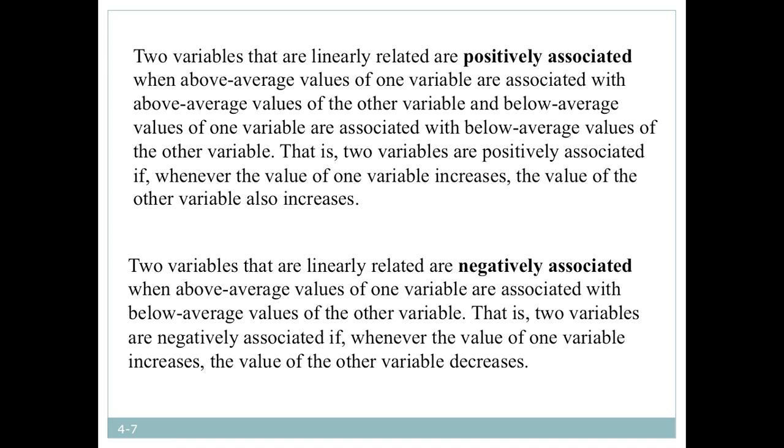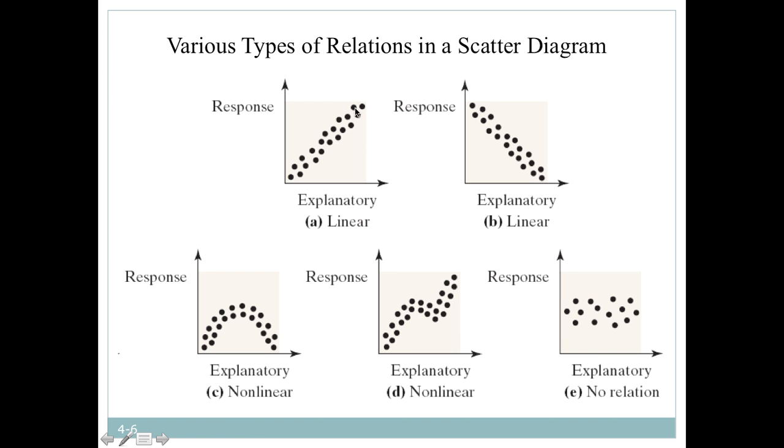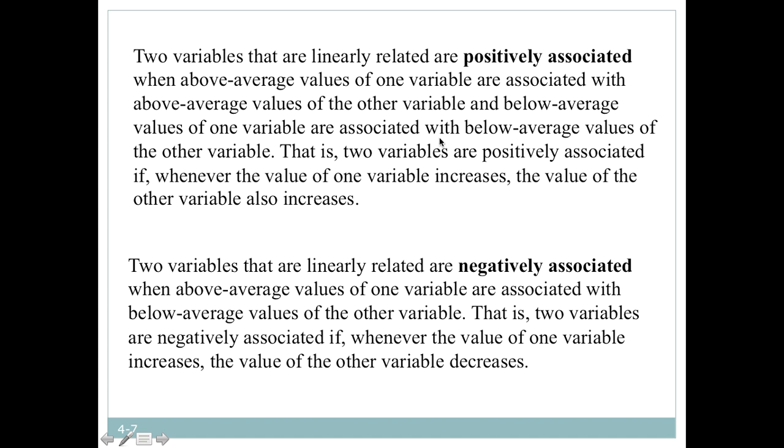Now we say that two variables that are linearly related are positively associated when above average values of one variable are associated with above average values of the other variable. And consequently, below average values of one are associated with below average values of the other. Another way to say that is that whenever the value of one variable increases, the value of the other variable also increases. If we look back over here, this would be an example of a nice positive relationship, or two variables that are positively associated.